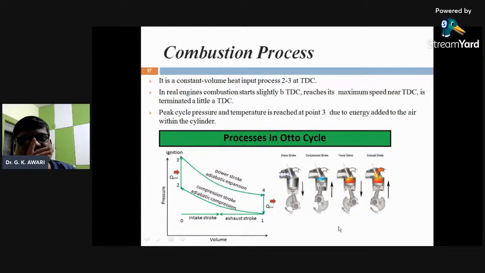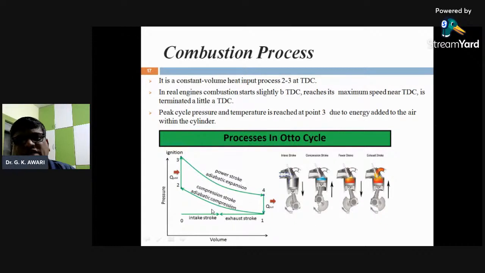So the combustion process is a constant volume heat input process, 2 to 3 at the TDC. In real engines, the combustion starts slightly before the TDC and reaches its maximum near the TDC, and is reached at point 3 in the cylinder.